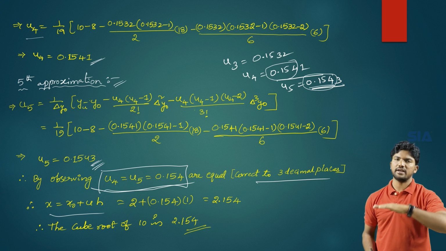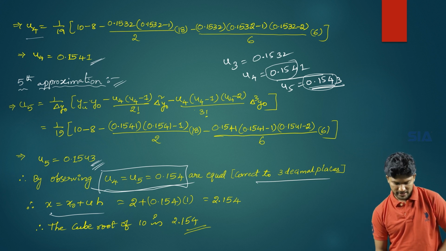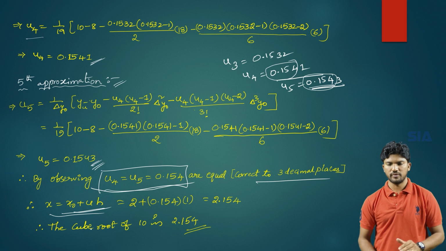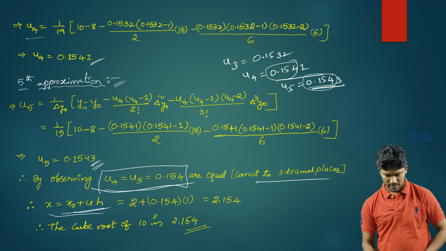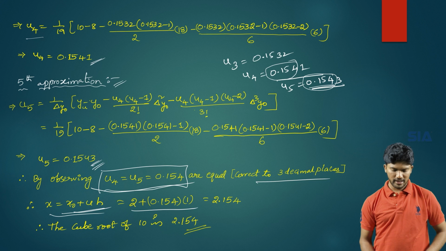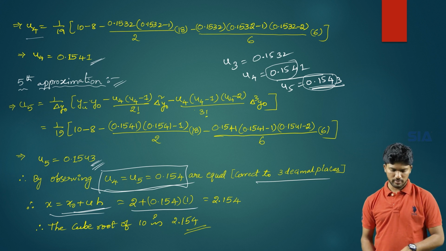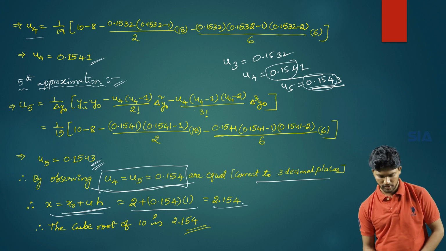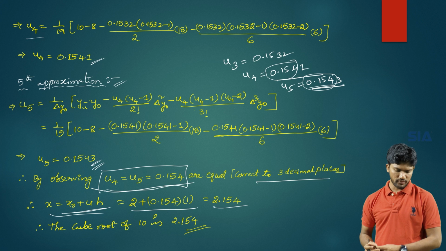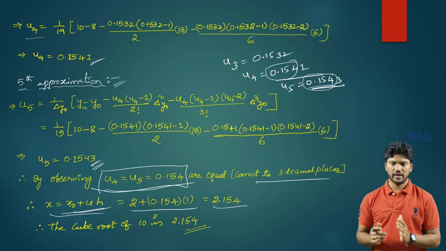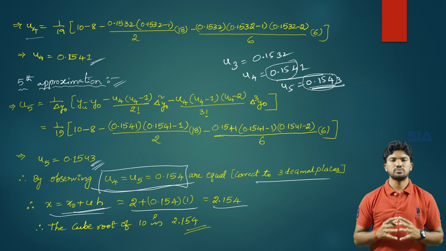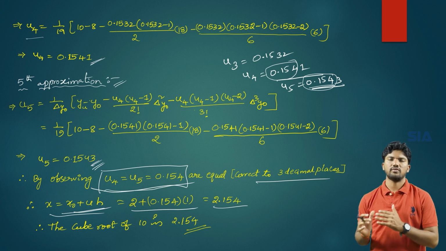Now we have to find the small x value. Small x is equal to x naught plus u into h. You know very well how you get that equation from u is equal to x minus x naught by h. Substitute x naught is 2, u is 0.154 and h is 1. Therefore 2.154. So the cube root of 10 is 2.154.